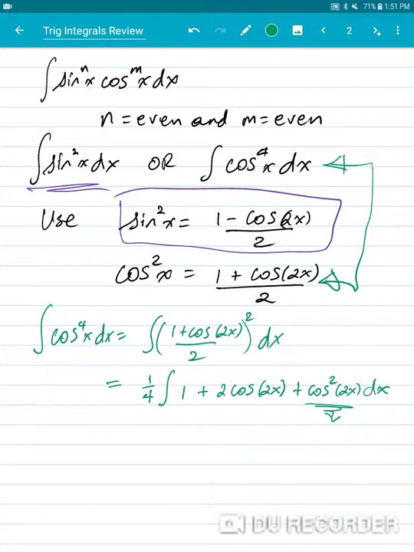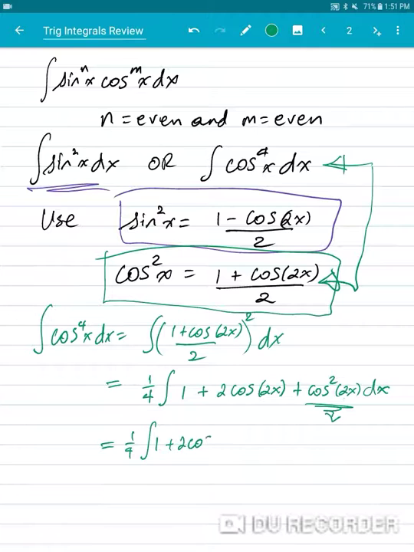Again, we're going to be using the same half angle formula, this half angle formula. But this time I have 2x here, so that will give me a 4x, because I have a 2x in here. So that becomes 1/4 the integral of 1 plus 2 cosine of 2x plus, this is now, 1 plus cosine of 4x over 2 dx.